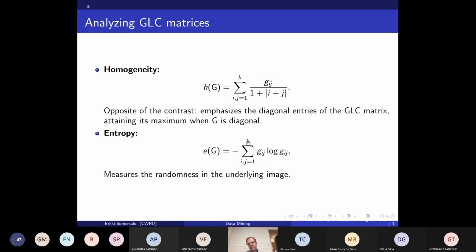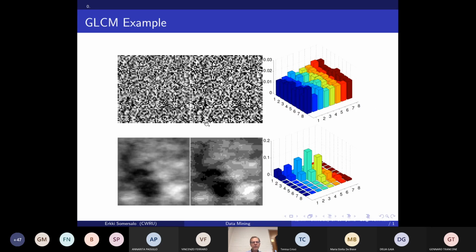And then, of course, people are using entropy. Entropy somehow measures the randomness of the underlying image, and it turns out really that if you have a noisy image, typically this entropy is large. So entropy is some sort of randomness measure. So let's look at some pictures.